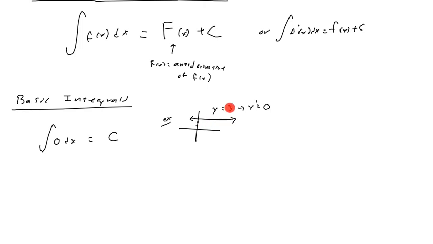But it doesn't matter what the number is. If it was a 3, it'd be 0. If it was a negative 10, it would still be 0. It's a flat line. So the integral of 0 is going to be some constant value.